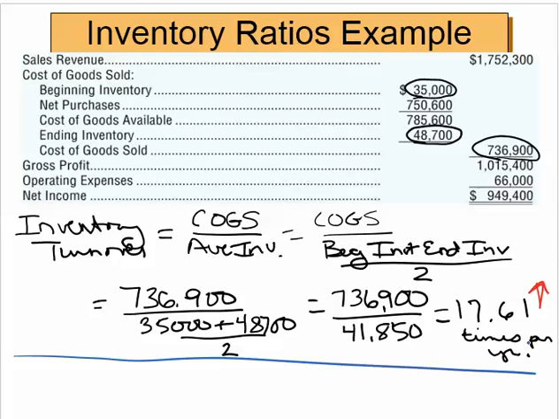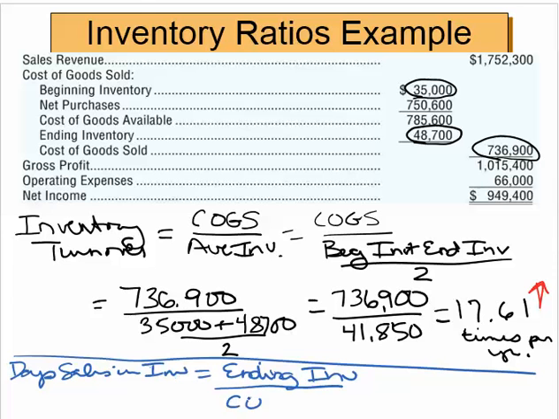And then let's take that one step further and let's calculate the days sales in inventory. And days sales in inventory is going to be our ending inventory divided by cost of goods sold divided by 365.